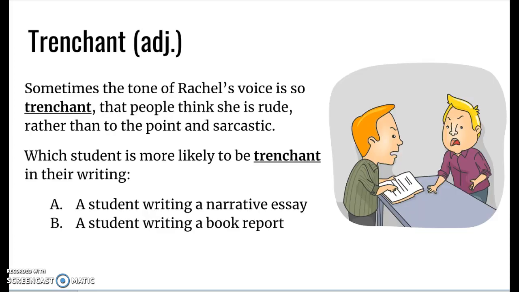Your next word is trenchant. Sometimes the tone of Rachel's voice is so trenchant that people think she is rude rather than to the point and sarcastic. Which student is more likely to be trenchant in their writing? A, a student writing a narrative essay, or B, a student writing a book report?